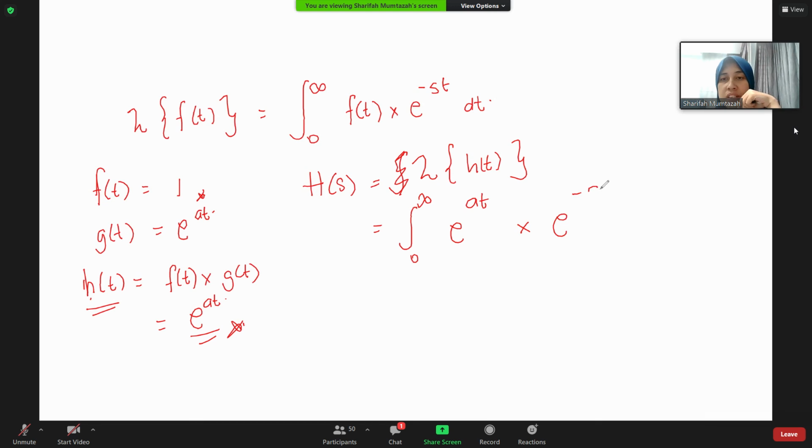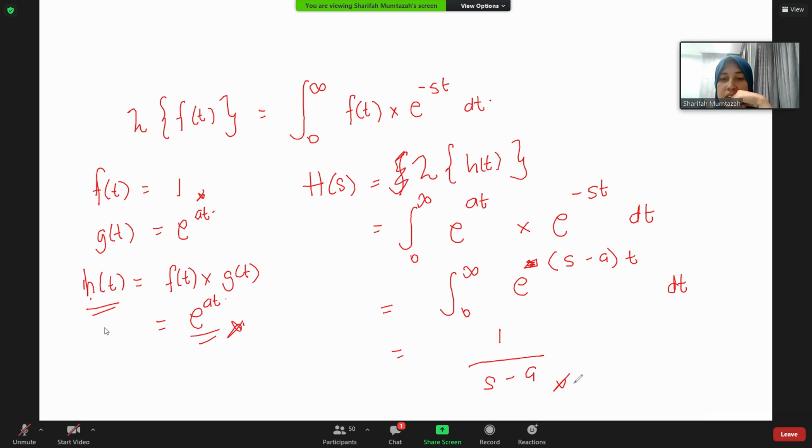I'm going to write this in terms of exponential decay, from 0 to infinity, e to the power of negative, so here it is (s minus a)t, dt. This is what you did just now. So the answer here is 1 over s minus a.